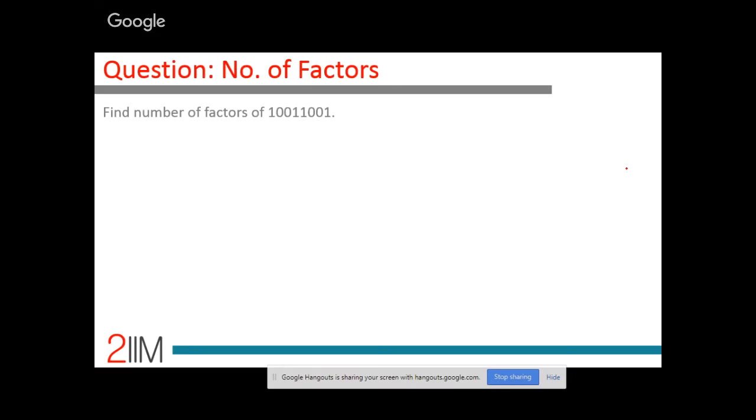Fine. So this is 1001 into 10,001. That's a starting point. Any number of the form ABCDABCD is a multiple of 10,001. So this number is 1001 into 10,001. 1001 is not prime. Is 10,001 prime? That's the tricky part. So take some time.